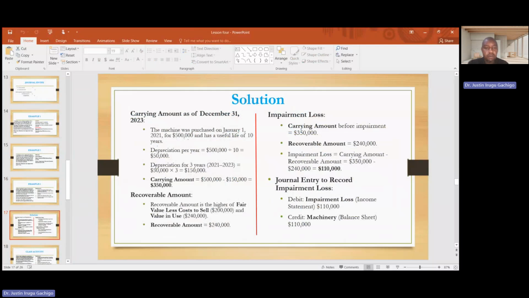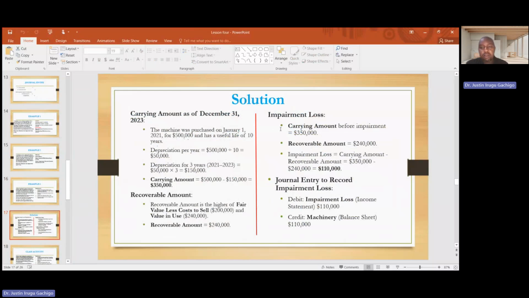So then depreciation for the 3 years, that is the year 2021 to 2023, when the impairment happened, is 50,000 times 3, which will give you 150. So the carrying amount will be cost minus accumulated depreciation, which is $350. Hope that is clear. Then we have the recoverable amount. The recoverable amount, we said again, is the higher of fair value less cost to sell, which is 200,000, which we have already been given, and the value in use 240, which we have already been given. So we pick the higher of, which is 240.